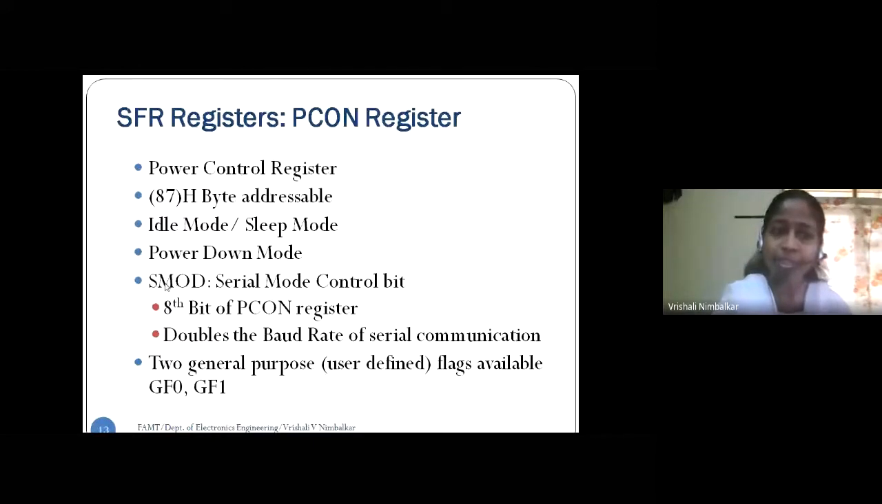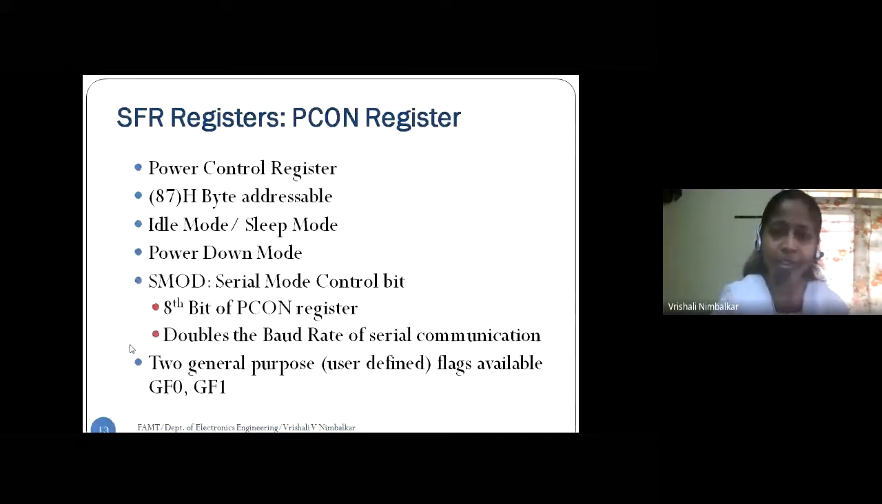I will make this SMOD bit 1, and automatically whatever baud rate setting we had done in the SCON register, it doubles. So if the baud rate setting was 2400 and the SMOD bit is 1, the baud rate becomes double of it, 4800. Are you getting me? Without making any calculations or changes in the program, I can double the baud rate with the help of the PCON register, correct?